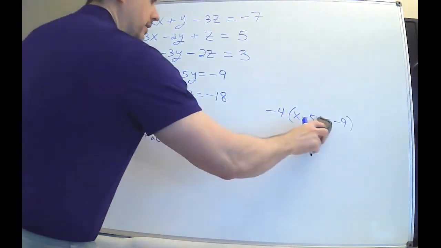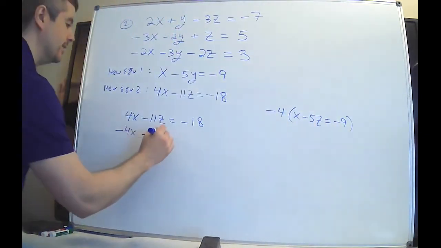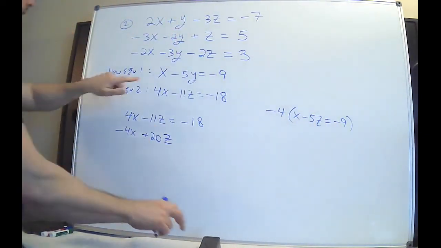Oh, I wrote a y. It's a z. No one's here to correct me. So z. Oh, man, I did it wrong.